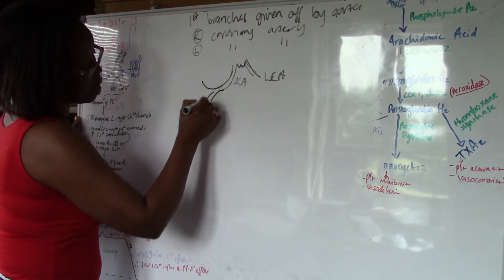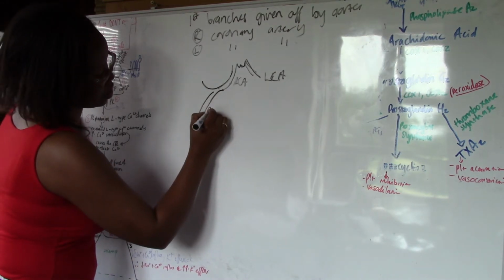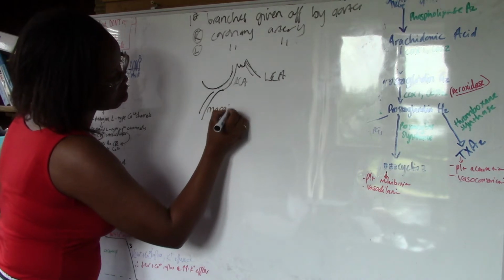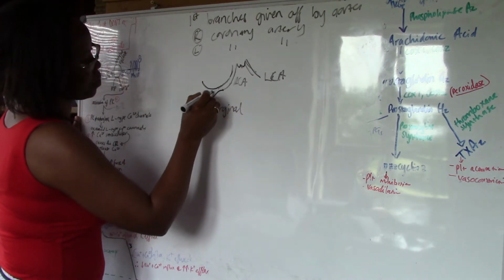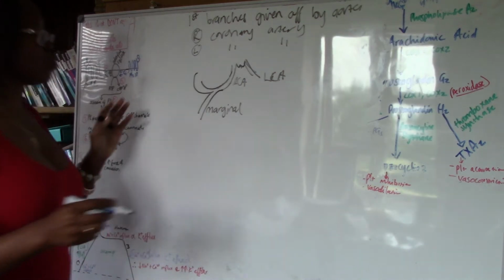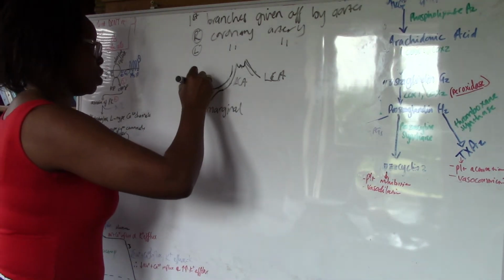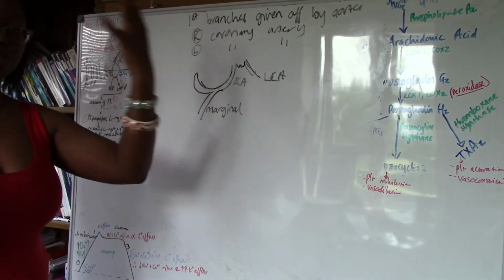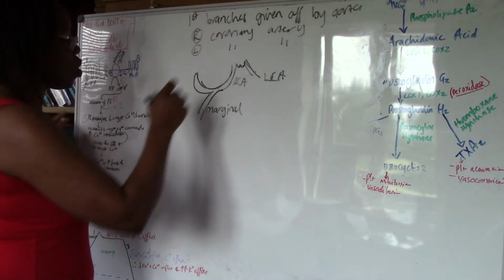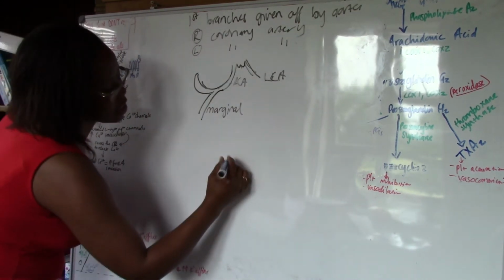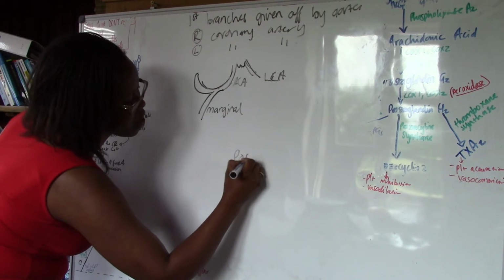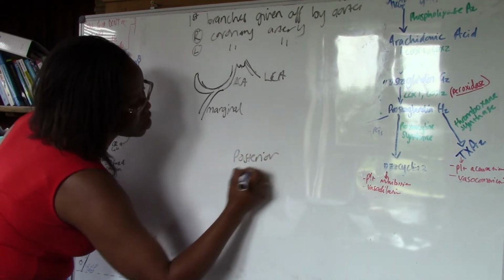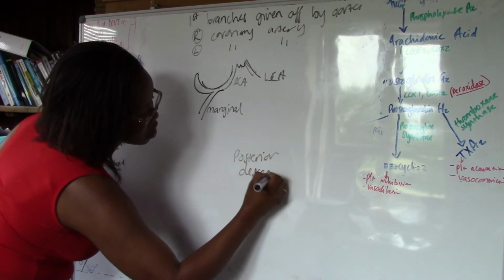bifurcate into a marginal artery. So this is the marginal of the right coronary. And then it will descend to the posterior aspect of the heart, which will give off an artery that we'll call the posterior descending artery.